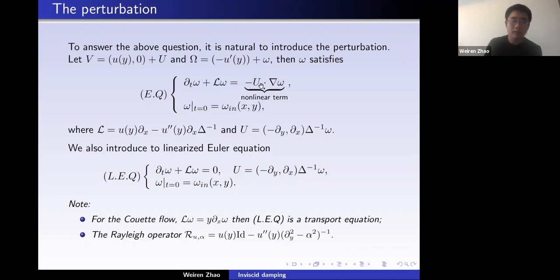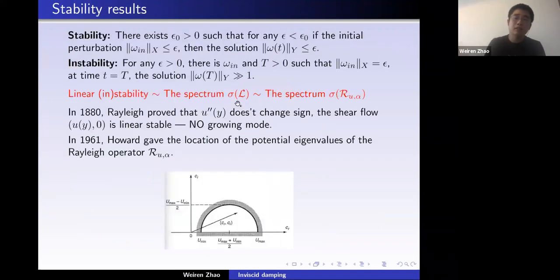I would like to make two notations. The first one is that if the velocity U is linearly dependent on Y, such as the Couette flow, then we do not have this non-local term. So the linearized Rayleigh equation becomes a transport equation. The second notation is that this linearized operator L is closely related to the famous Rayleigh operator, which is of this form. You can see that if I take the Fourier transform in X, then replace X by alpha, we can get this Rayleigh operator.